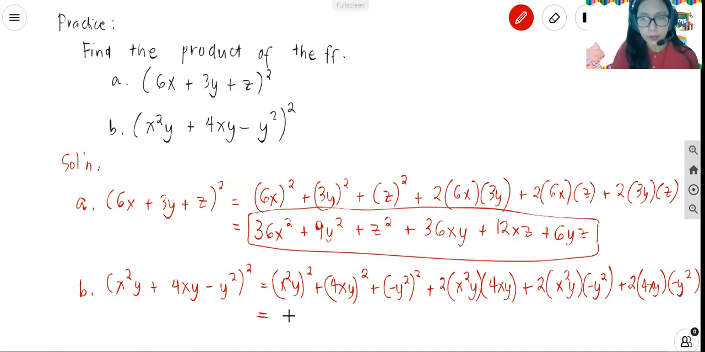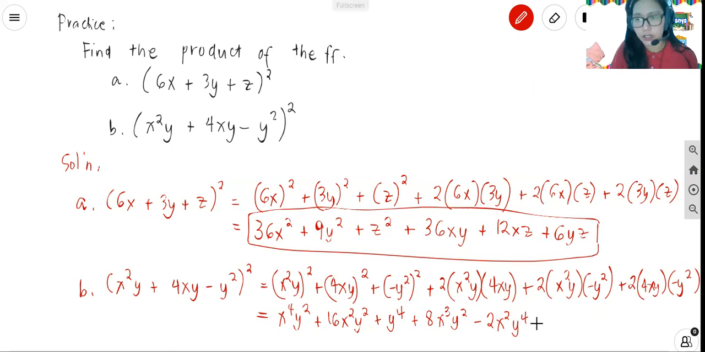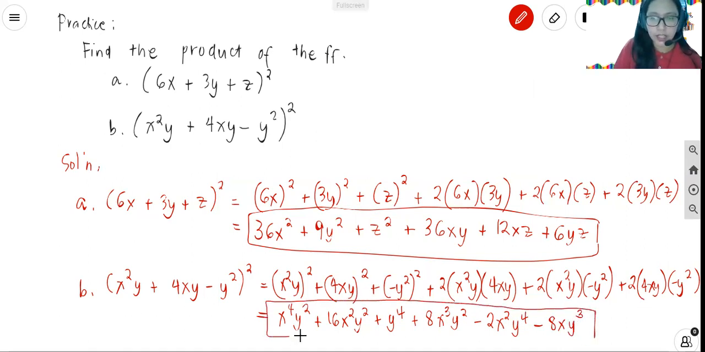So simplifying, we have x to the fourth y squared plus 16x squared y squared plus y to the fourth. Then 8x cubed y squared. Sorry, that's not plus, but that would be minus because there's positive and negative here. So we have minus 2x squared y to the fourth. Again, here, the sign is minus, and you will have 8xy cubed. So I hope you were able to get this answer.